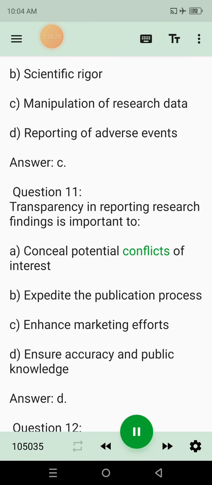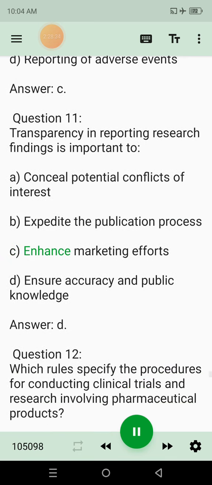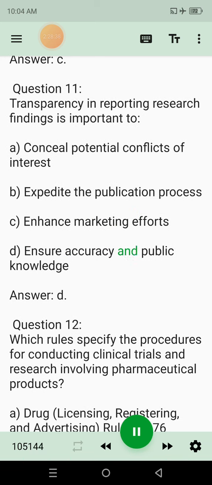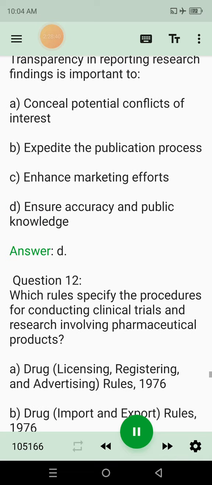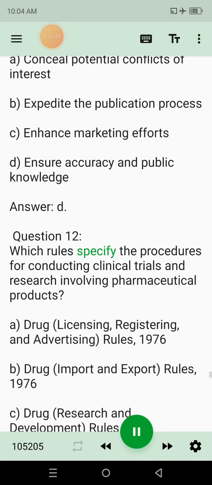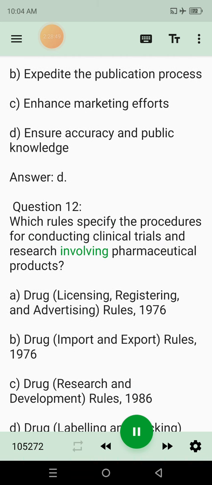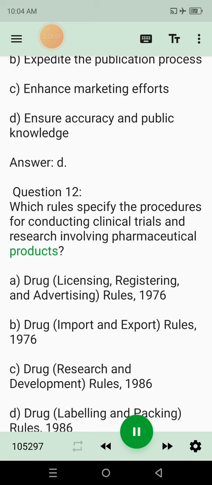Question 11. Transparency in reporting research findings is important to: A. Conceal potential conflicts of interest. B. Expedite the publication process. C. Enhance marketing efforts. D. Ensure accuracy and public knowledge. Answer: D.